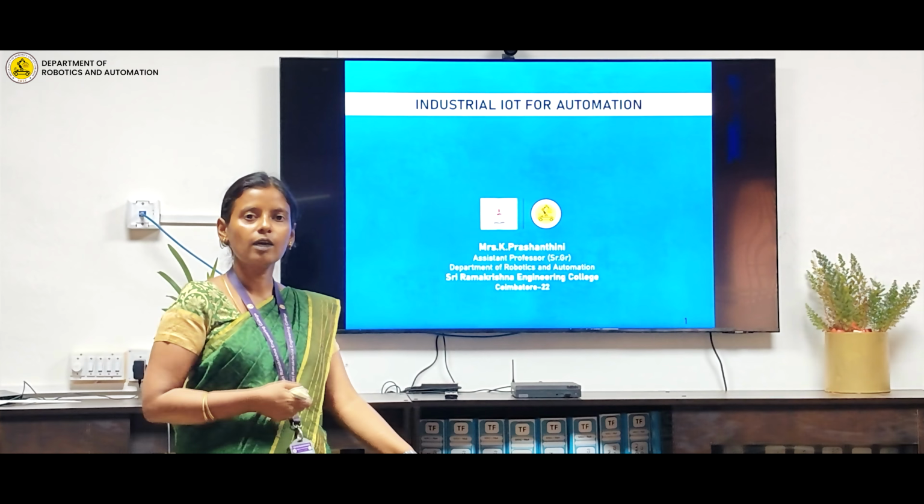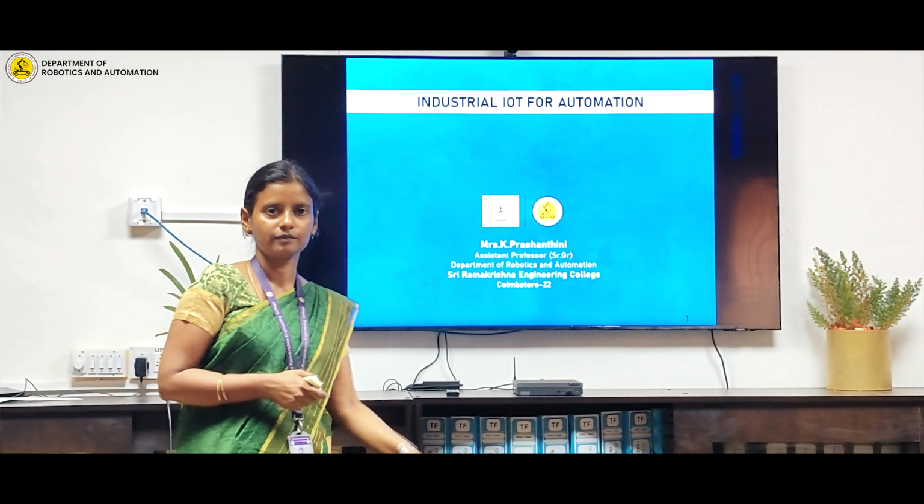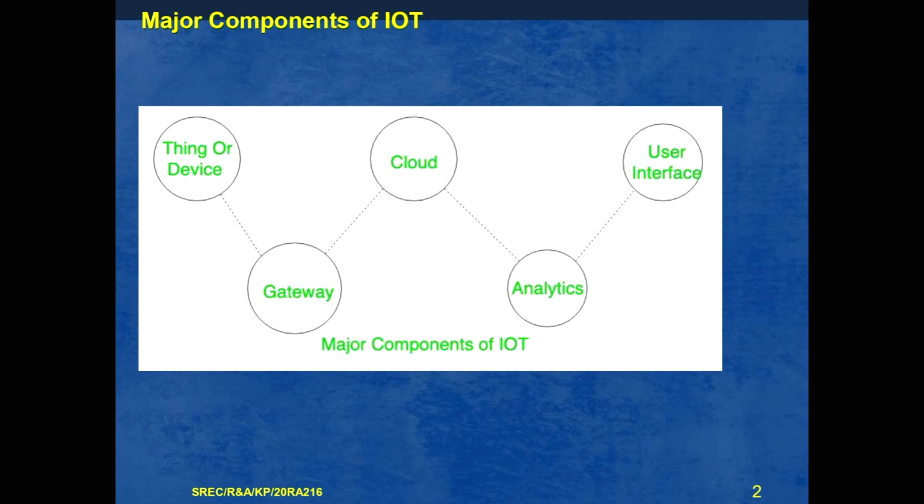So today we'll be seeing about components of IoT. These are the major components of IoT. The first one is thing or device, next gateway, cloud, analytics and user interface. These are the major components of IoT. You can also have additional peripheral devices for enhancement of connectivity among IoT devices.